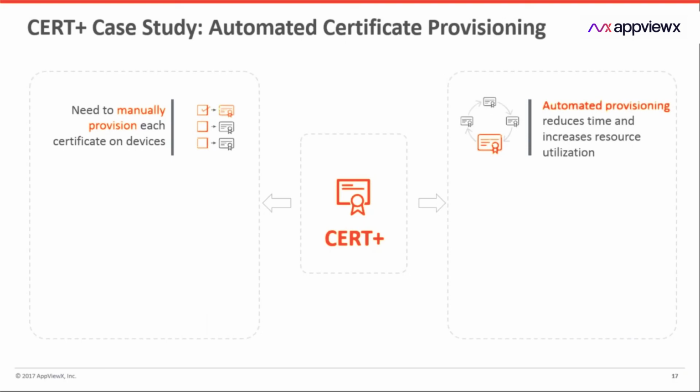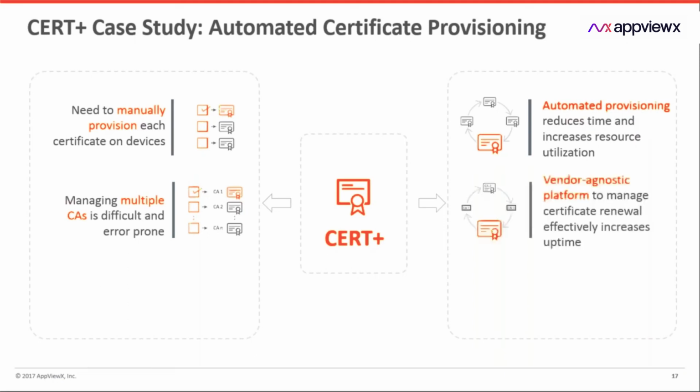Next, they had problems managing multiple certificate authorities. Four to be exact. They had to log into each certificate authority to request new certificates and also did not have centralized visibility across all these certificates. With our help, they were able to deploy a vendor-agnostic platform to manage and automate certificates across multiple CAs without having to worry about mixed expiries and non-compliant certificates that impact uptime.